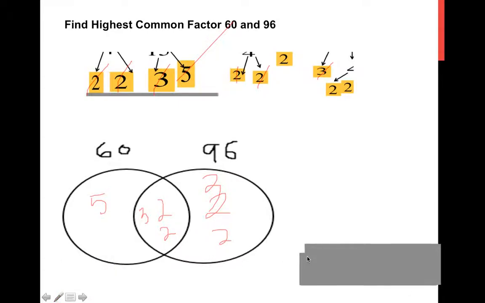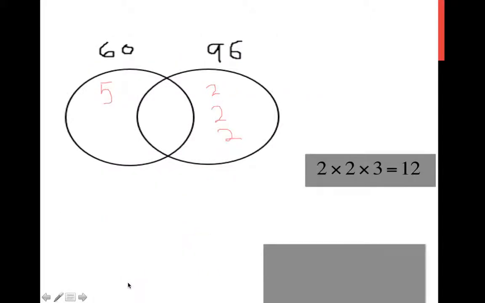And the answer: for the highest common factor, we're interested in what's inside, where the two circles overlap. So 2 times 2 times 3 gets us 12. So that's the highest common factor that goes into both of these numbers. Right, next question.